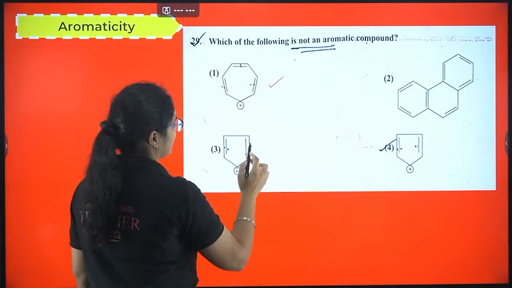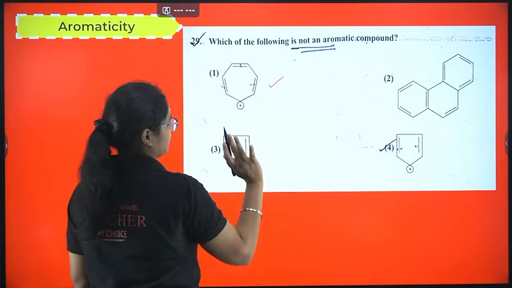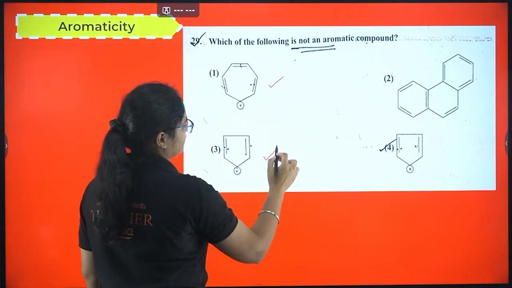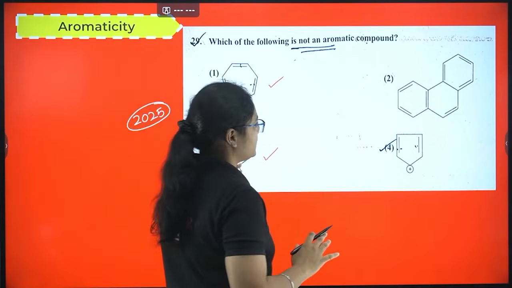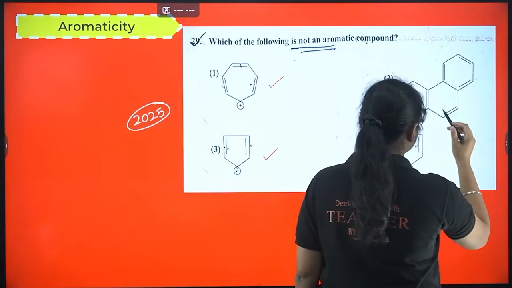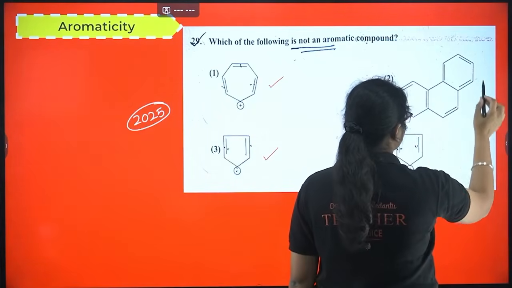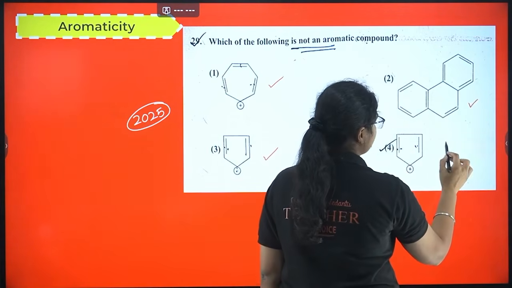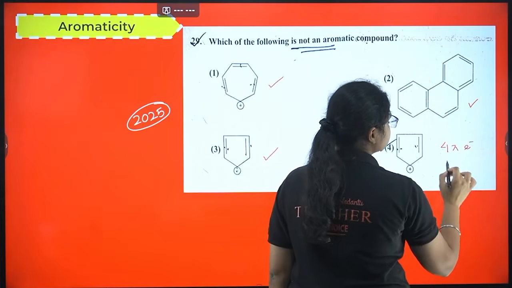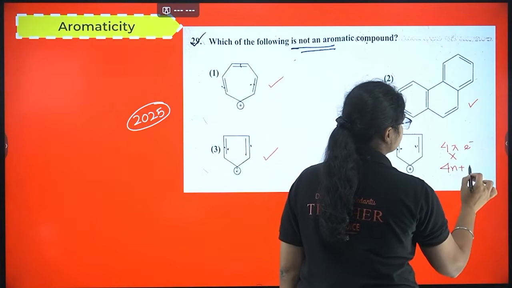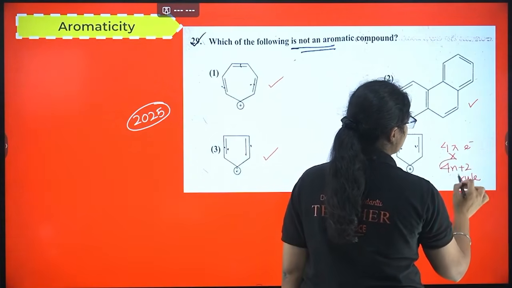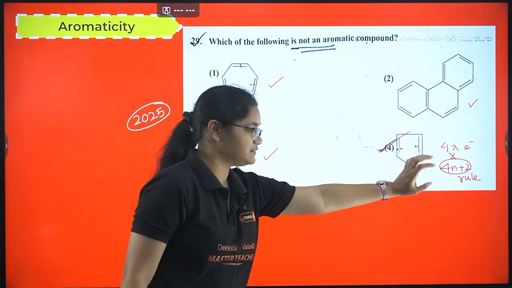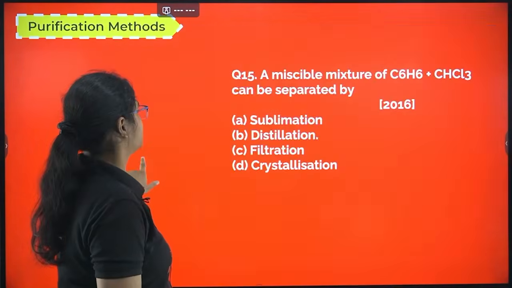Here you can see we have 1, 2, 3, 4, 5, 6, so 4n plus 2 electrons are also there. This is also planar, all are sp2 hybridized and we have 6 pi electrons, so that is also an aromatic compound. Next, here you can see all of them are in conjugation, planar, sp2, so this is also aromatic. Here if you see we have 4 pi electrons, which is not satisfying the 4n plus 2 rule, right? It is anti-aromatic, so this is the incorrect option. Option number 4 means this is not aromatic. Option number 4 is the correct answer.